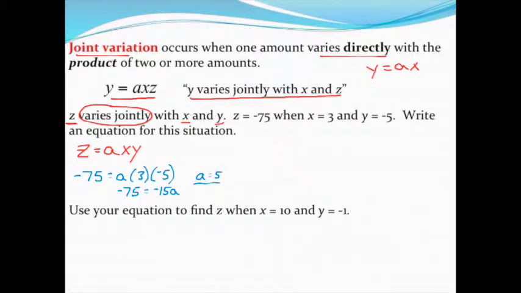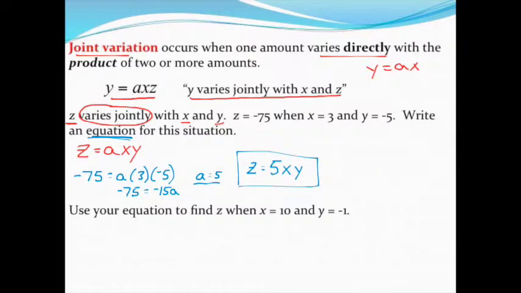Now remember, even though that is going to be part of our answer, that's not our answer itself. We're looking for an equation. There should be one and only one number in your equation when you're done, and that's the constant we just found. So go back and rewrite your equation, just replacing a with what we found it out to be. So z is equal to 5 times x times y. So there's going to be our equation for this varies jointly problem.